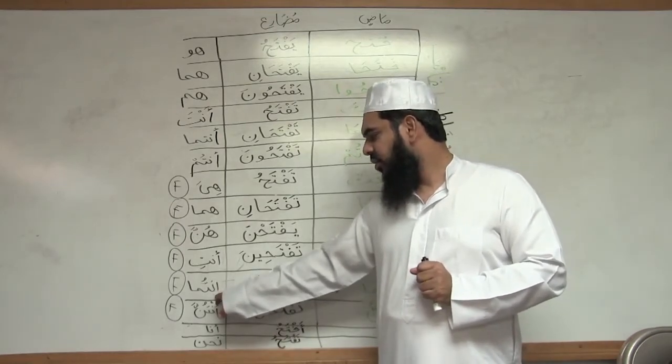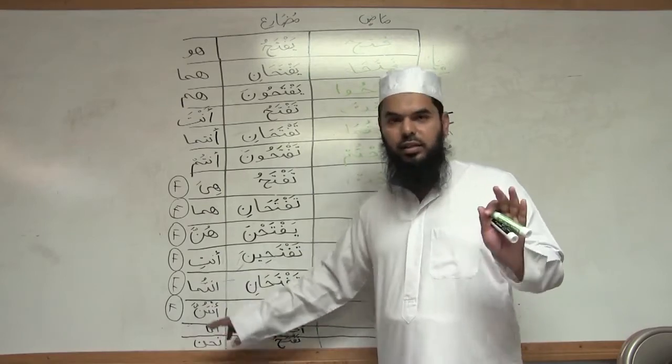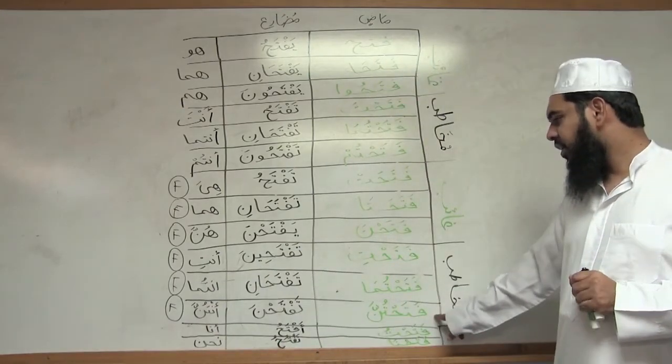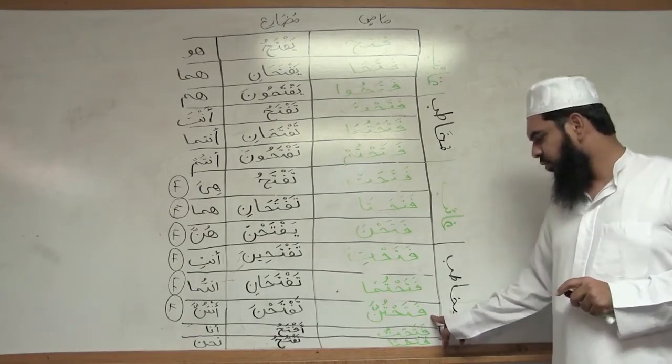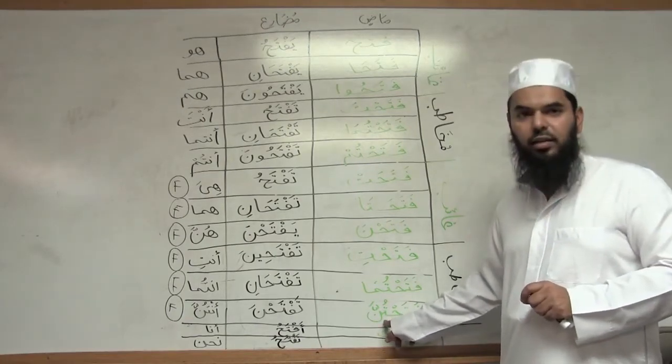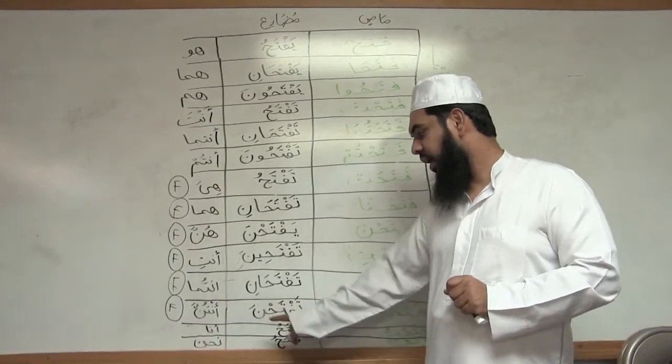Taftahani for muthanna, for females, antuma the same. Tayyib. Then you get into jama', a huge group of women. Then you say fatahtunna, the noon bishadda, and in mudariya you will not have the shadda.